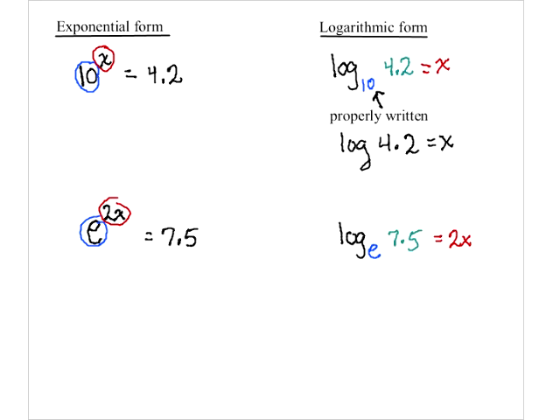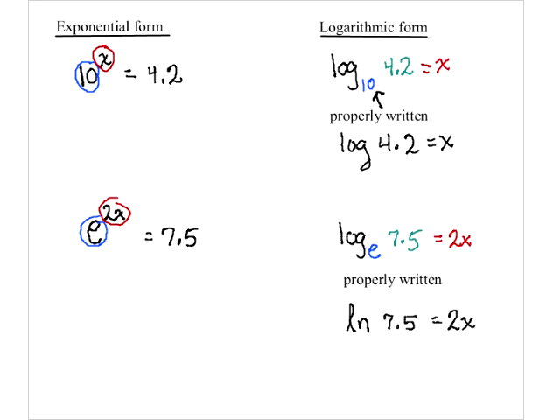Now, because that's log base e, we don't generally write that log base e either, so properly written, we know that log base e is written as ln. So properly written, that would be ln. Now I'm going to use a lowercase l, ln of 7.5. So we drop the e and indicate that as ln. So that's understood to be log base e, and that equals 2x. Okay? So that's several examples of how to change from exponential form to logarithmic form.